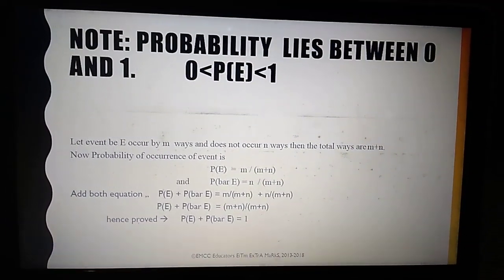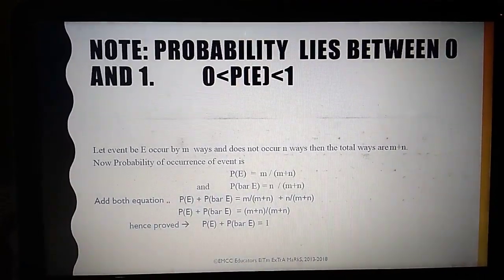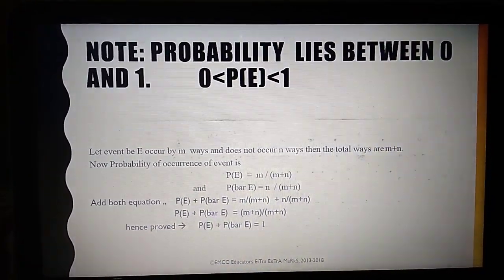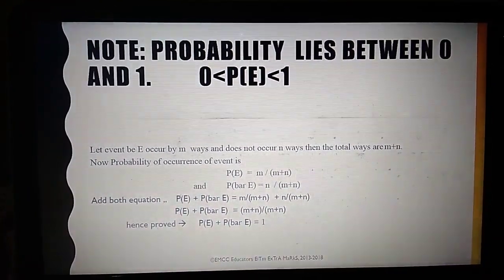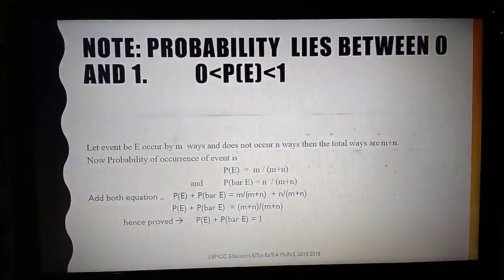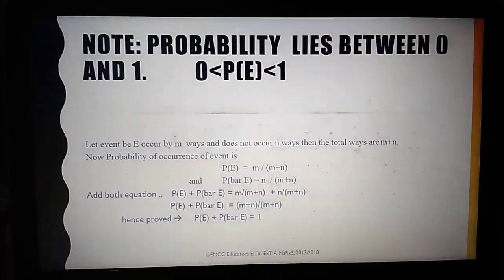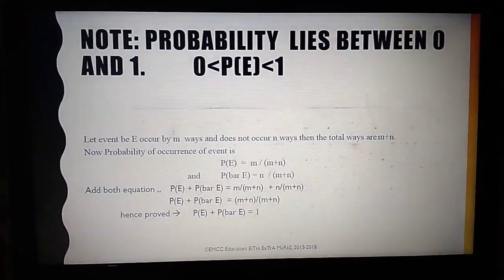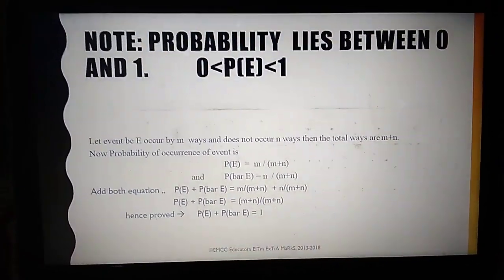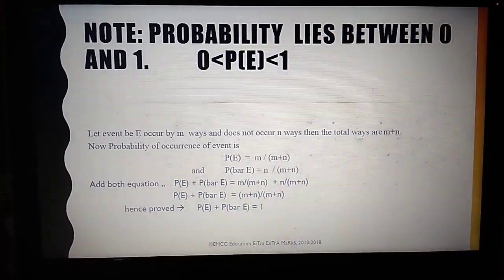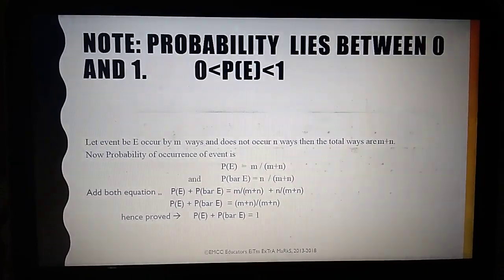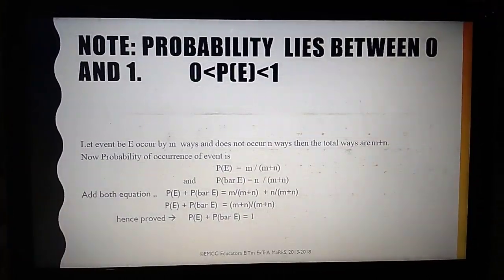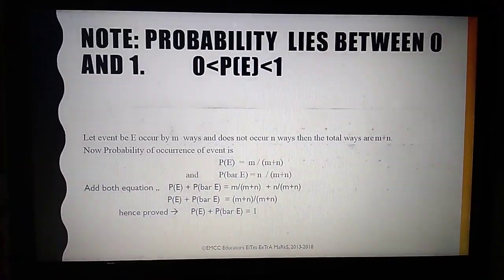So we have this important point. Probability always lies between 0 and 1. 0 means we have no probability, and 1 means we have 100% probability of an event occurring. So these are the limits. The lower limit is 0 and the upper limit is 1. Probability always lies between these 0 and 1 limits.